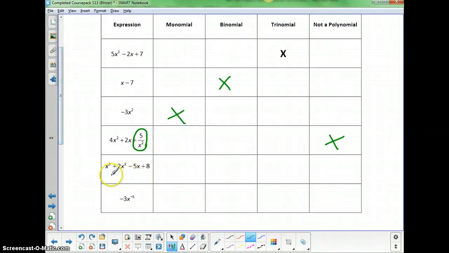Okay. This one right here, I don't get to check anything because it is a polynomial. I'll make myself a new column. It is a polynomial, but it's not monomial, binomial, or trinomial. It's just some generic polynomial. And last one again, it's not a polynomial because remember we had to have whole number exponents. No negative exponents allowed to be a polynomial. So that one is not a polynomial either.